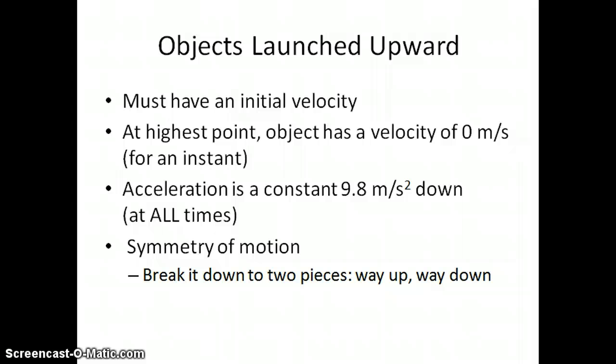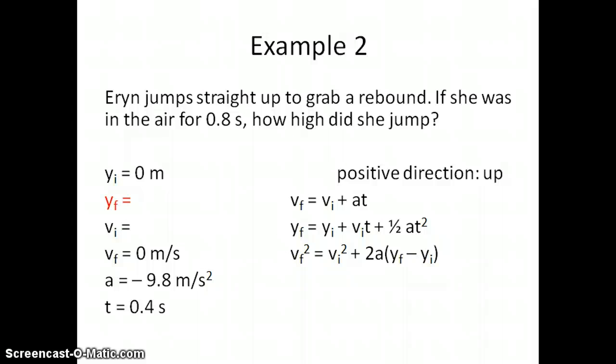So, also what we can do with this, a little trick, is that there's going to be a symmetry of motion. So what happens on the way up is going to happen on the way down. That's going to be mirrored. So a lot of these problems, we can break them down into 2 pieces, and sometimes we only have to solve half. So let's work on another example problem. Erin plays basketball. So she jumps straight up to grab a rebound, and she's in the air for 0.8 seconds. How high did she jump?